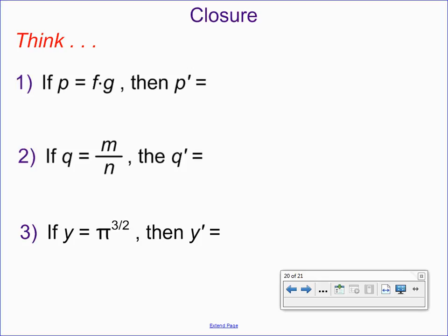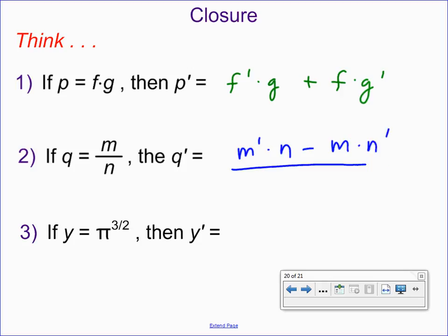Okay, if P is given by F times G, right, then P prime is, Marissa? F prime times G plus F times G prime. Raise your hand if you have the same thing for number 1, product rule. Good job, you guys. If Q is given by M over N, then Q prime equals, with prime notation, Nikki? M prime times N minus M times N prime all over N squared. Awesome. Raise your hand if you had the same as Nikki.